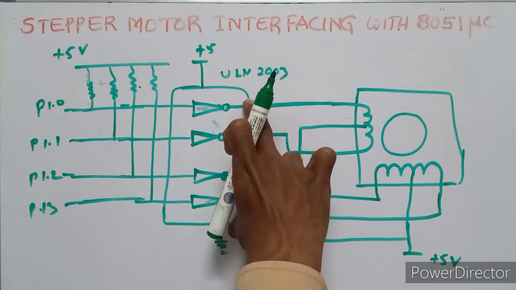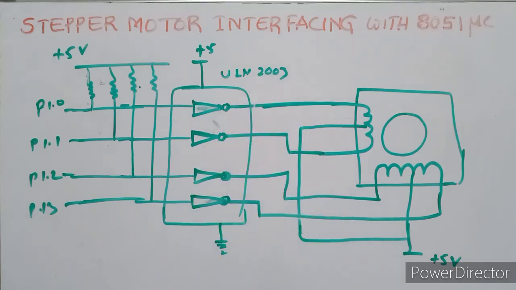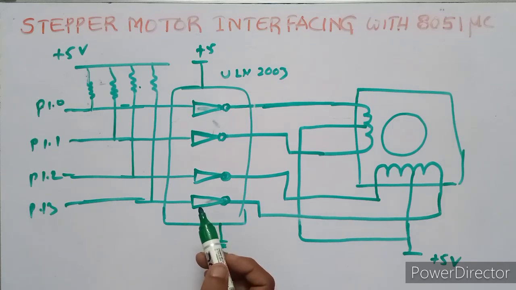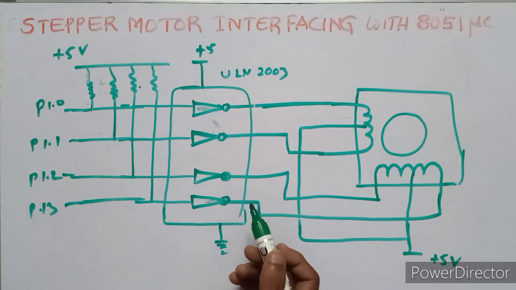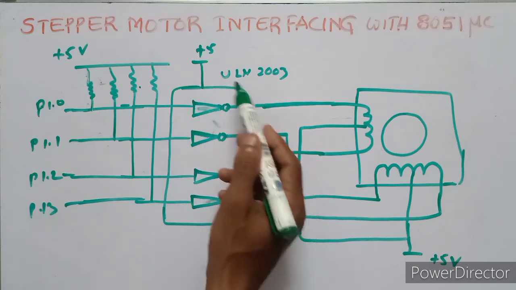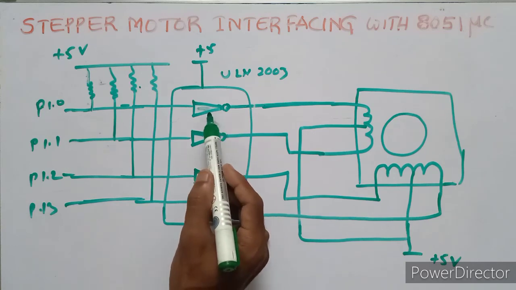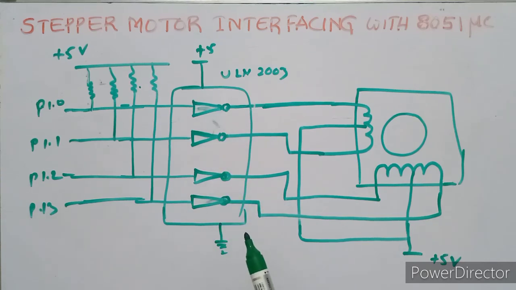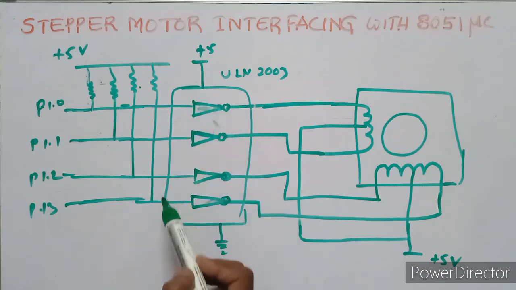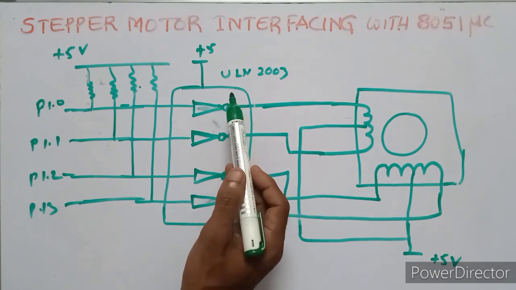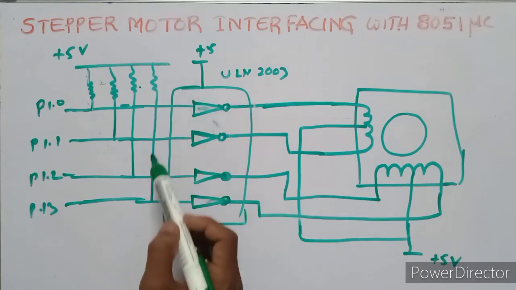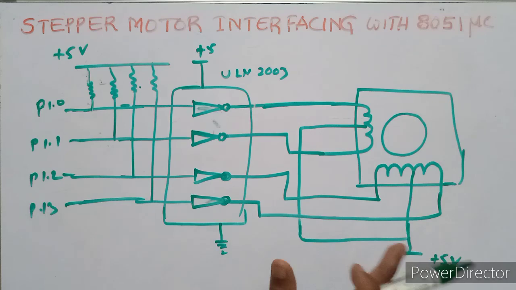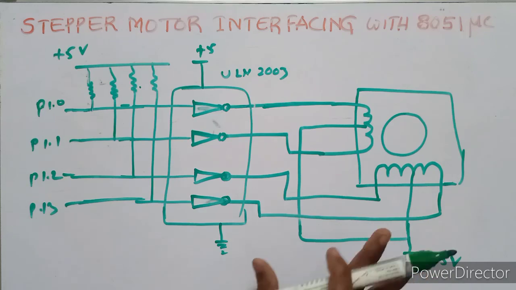However, notice that if transistors are used as drivers, we must also use diodes to take care of the inductive current generated. One reason that using the ULN 2003 is preferable is that it avoids the use of transistor drivers. This is stepper motor interfacing with the 8051 microcontroller.